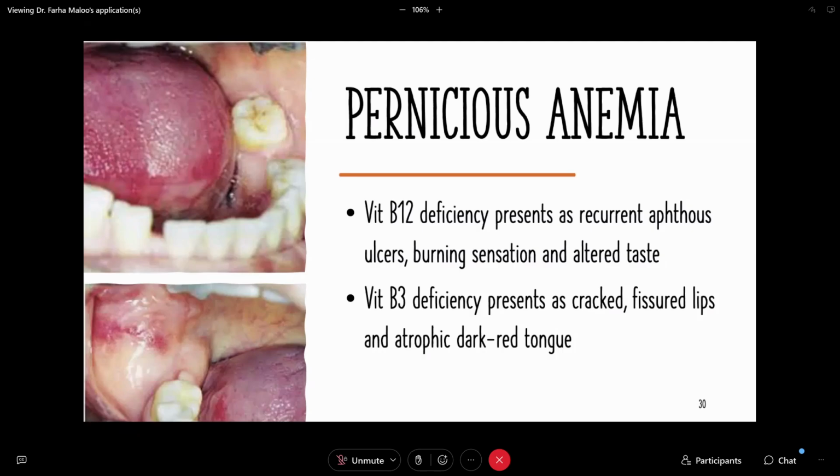Vitamin B12 deficiency, also known as pernicious anemia, occurs because of swelling or atrophy of the gastric lining. This results from attack on the intrinsic factor proteins, which subsequently produces vitamin B12 deficiency. So pernicious anemia will present as recurrent aphthous ulcers in the oral cavity, burning sensation, and altered taste sensation, also known as dysgeusia. Vitamin B3 deficiency also presents as cracked fissured lips, atrophic dark tongue, and red patches in the oral cavity.